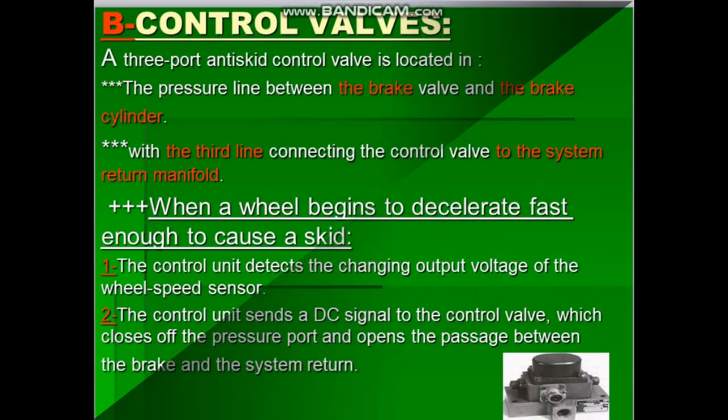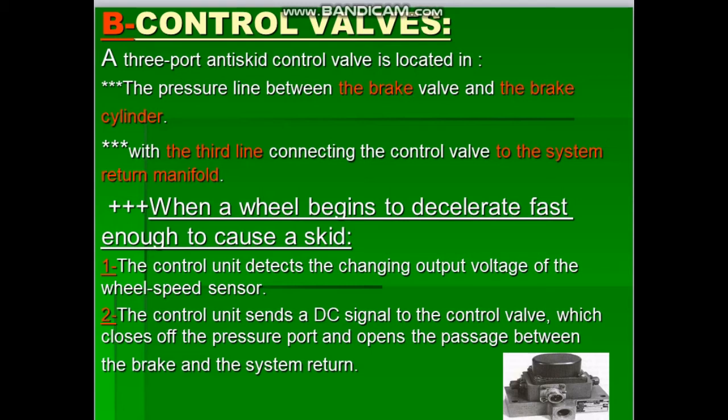The second component of the anti-skid system is the control valves. A 3-port anti-skid control valve is located in the pressure line between the brake valve and the brake cylinder, with the third line connecting the control valve to the system return manifold. When a wheel begins to decelerate fast enough to cause a skid, the control unit detects the changing output voltage of the wheel speed sensor.